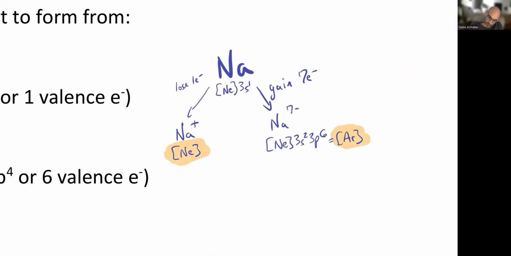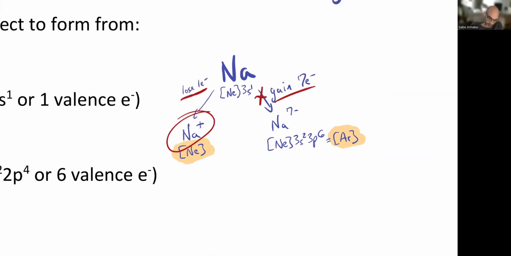So the ultimate question is, which one of these is most likely to happen? Lose 1 or gain 7? And you would guess it, lose 1 is what's going to happen. It's much easier to get rid of 1 than to gain 7. Okay, and it's going to be just that simple. So sodium gets rid of one electron and it likes to become sodium plus one.